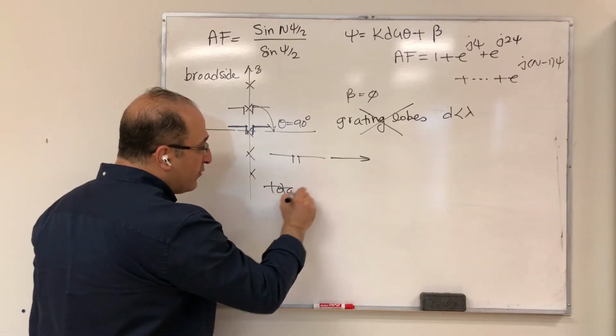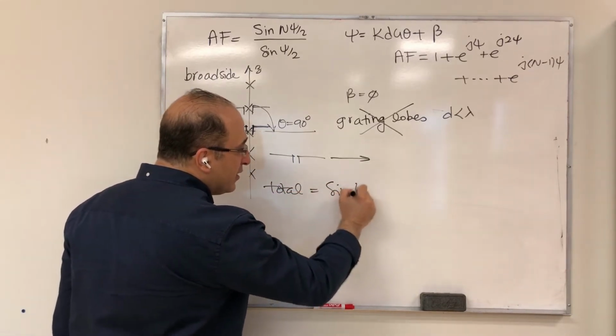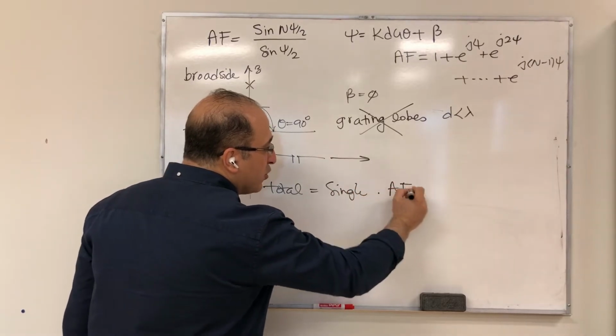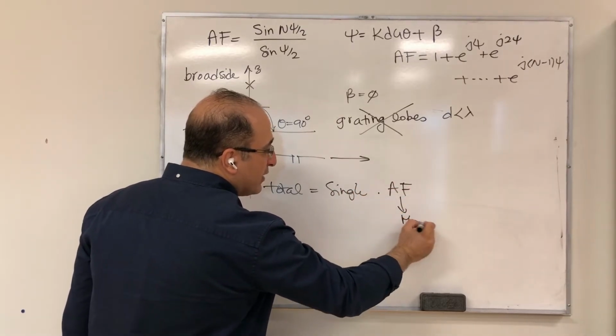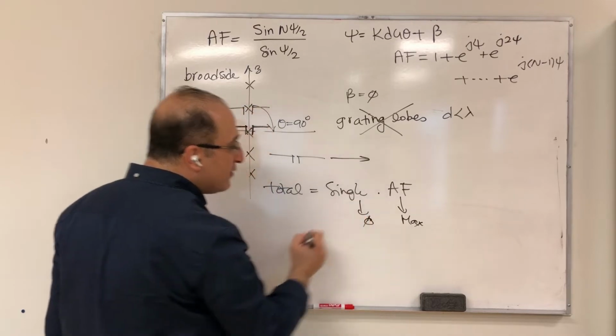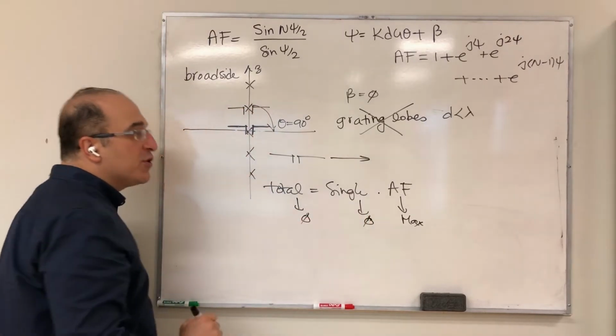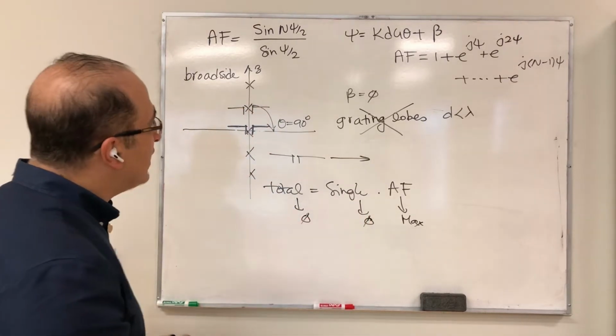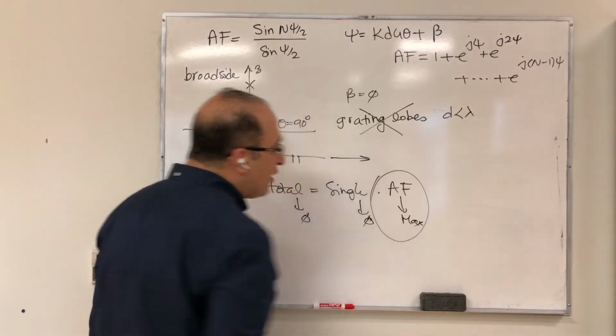Remember that the total field was the single-element field times the array factor. So you may get a maximum here, but if you get a null in the single element, the total would also be zero. So just be careful about that. Our discussion right now is on the array factor.